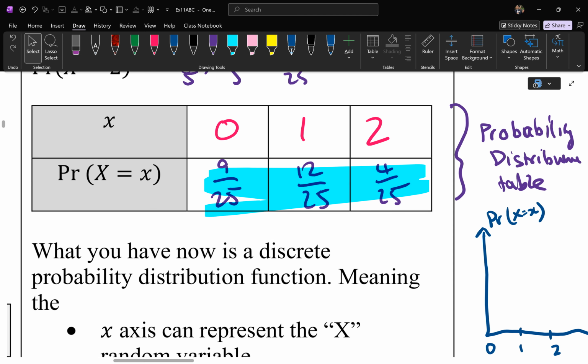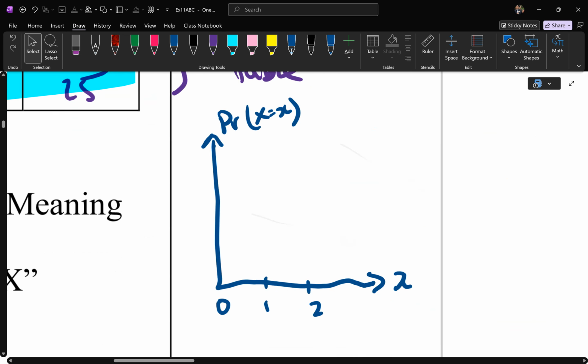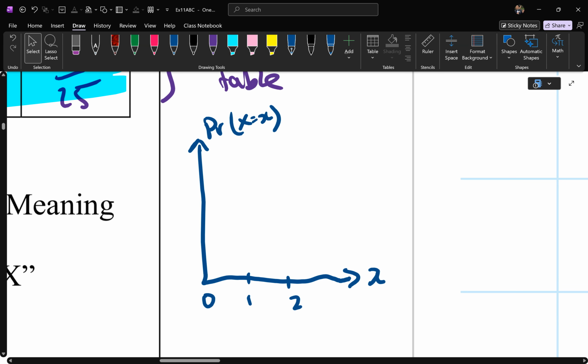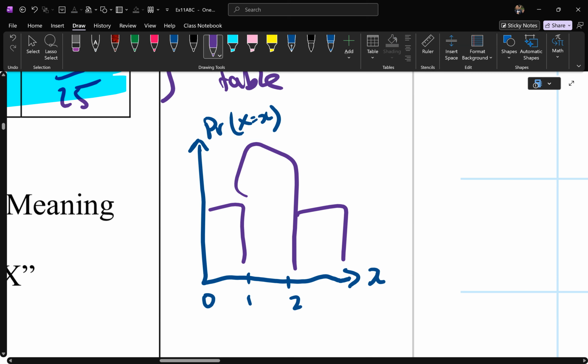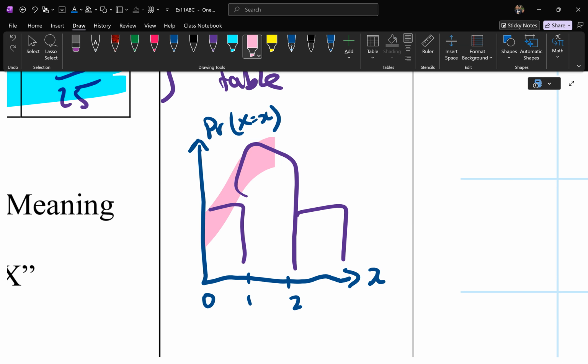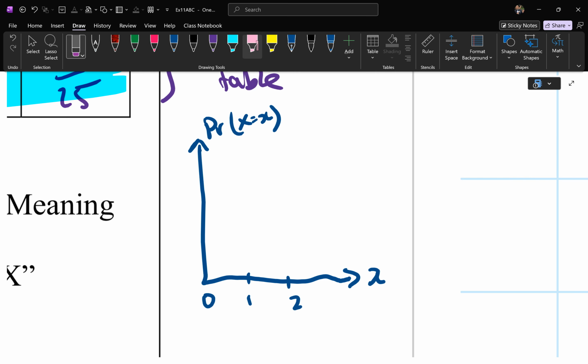What can't it be? It can't be a negative number. What does that mean when it can't be a negative number? It means that the graph, whatever distribution you get, no matter what it looks like, if you had to create a function for it, it will always be above the x-axis.